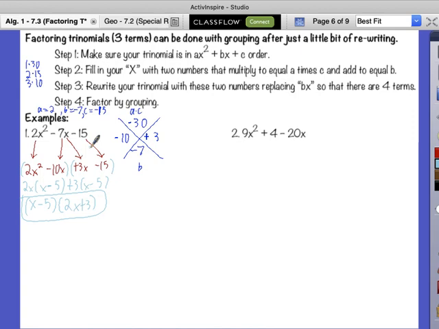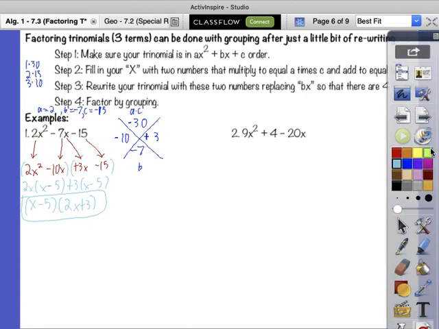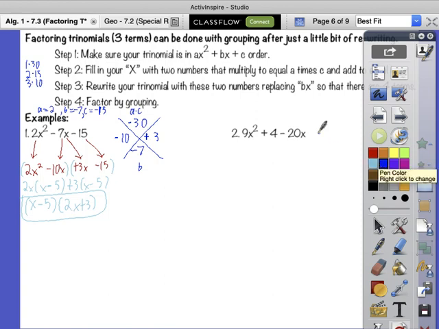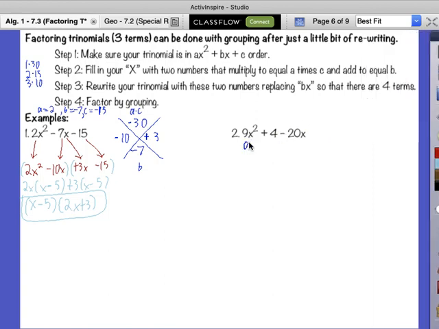Question on that process. I know it's kind of a weird one. Okay. Let's try number 2 here. Step 1, make sure our trinomial is in the right order. Is it in the right order? No, so we have to rewrite it. Somebody tell me how to rewrite this one. 9x squared minus 20x plus 4. Very good. Let's see what's written down now, folks.